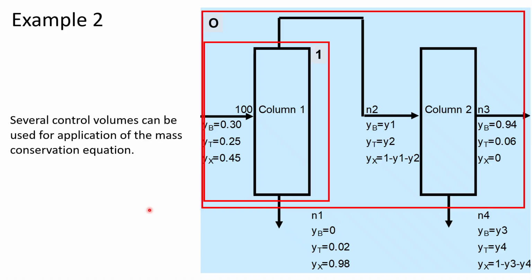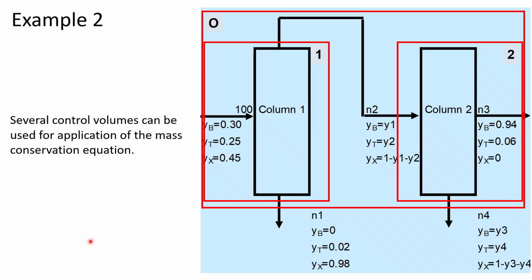A second choice for a control volume is a control volume labeled 1 here around just column 1. For this control volume, there are 3 streams that pass across its boundary. The first is the feed to the column, the second is the top product from this first column, and the third is the bottom product from this first column. We don't need to know anything about the flows or compositions for the streams that come out of the second column in order to solve the species conservation of mass equations for the first column.